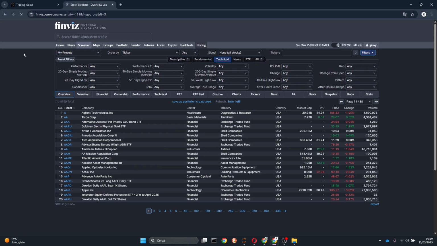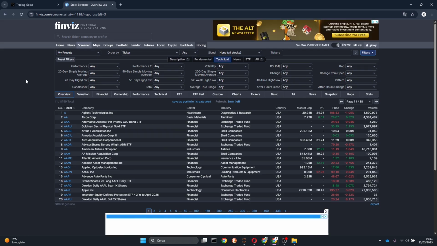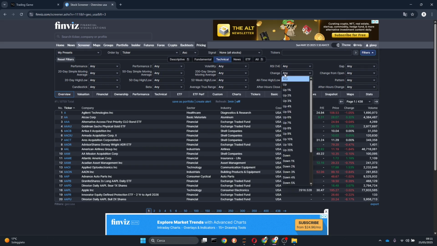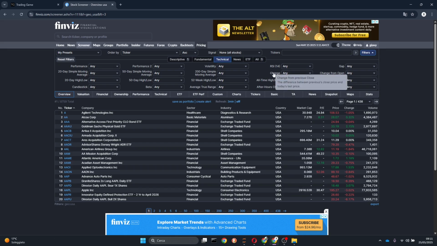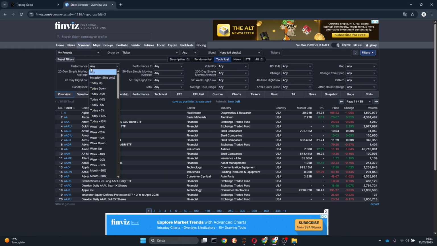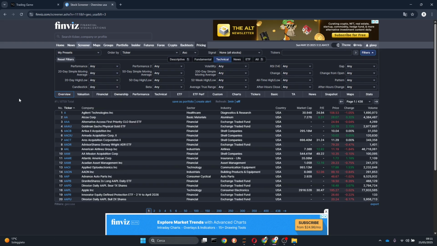For example, if you are a momentum trader, it could be very interesting to select a particular change in the last year. Here you have change from previous close. So this is for day traders. Performance in the last week, last month, last half of year, last year. So this is very interesting for momentum traders.